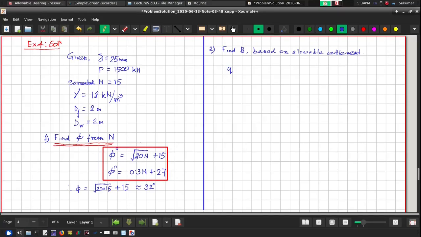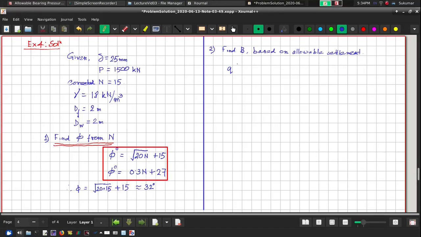And I think you remember we have these correlations for finding phi value from the SPT value N. One equation gives me phi equal to root of 20N plus 15 in degrees, and the other equation gives phi equal to 0.3 times N plus 27. Now using both these equations, for N equal to 15 we get a phi approximately equal to 32 degree. Okay.